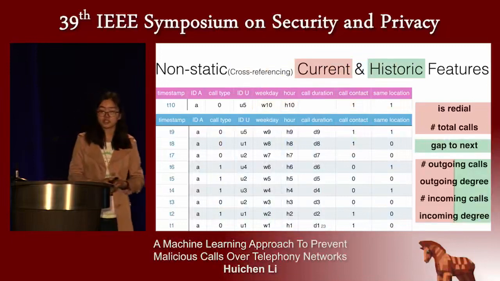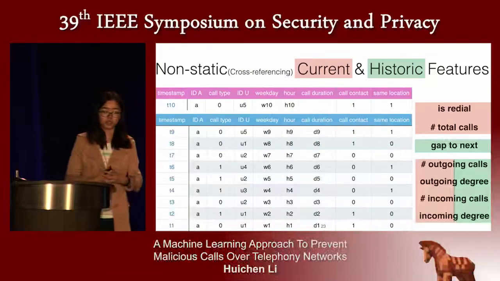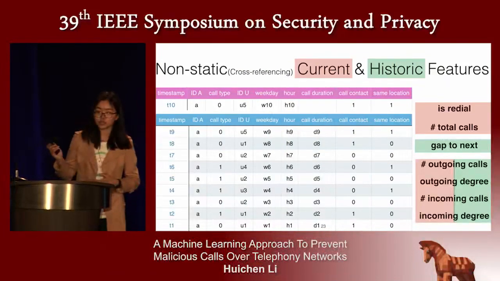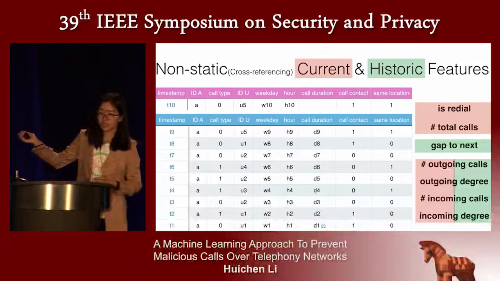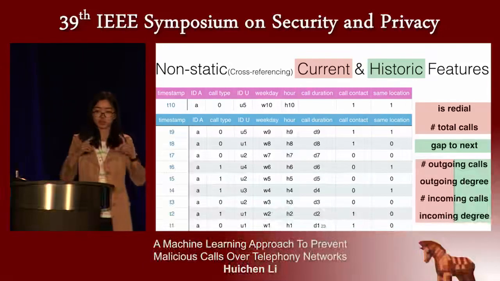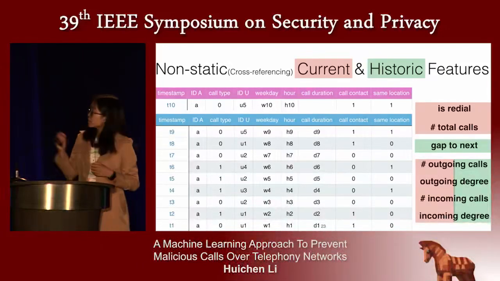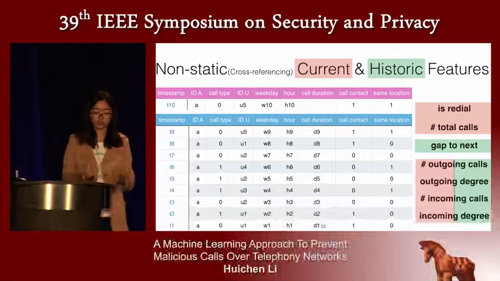And for the non-static feature vector part, we consider the relationship between the call logs, and the color shows their belongings. For example, if you see the green gap to next feature, it's a part of the historic feature vector, and it means the time gap between two consecutive calls. And the red feature is redial, is part of the current feature vector, and it means whether the current call is a redial by comparing this call to the last call.